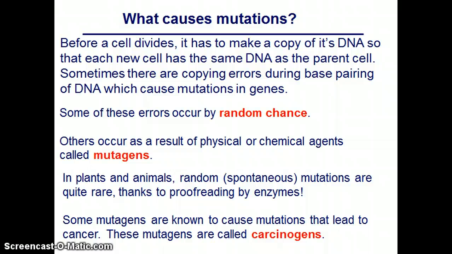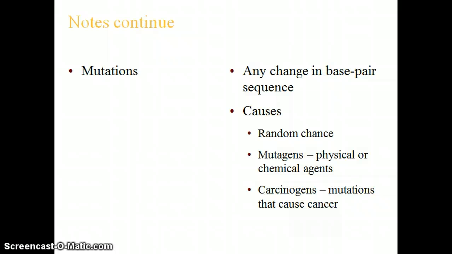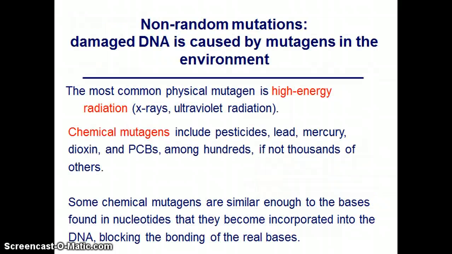But the mutations that are caused by mutagens, some of them can lead to cancer. Those are called carcinogens. Those are much more worrisome. Non-random mutations: damaged DNA is caused by mutagens in the environment. So what are some of these mutagens in the environment?